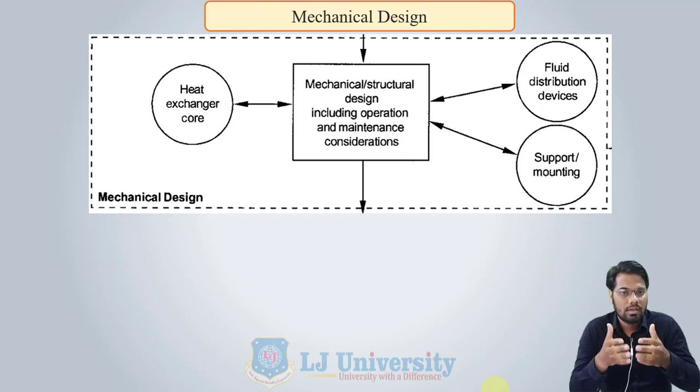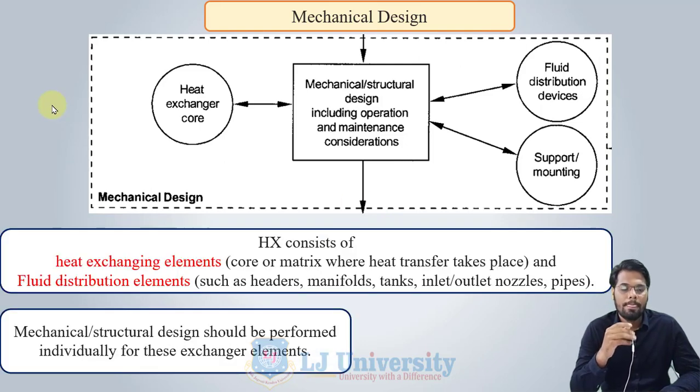Now it is the third stage, in which mechanical design, heat exchanger core, type of method of manufacturing, type of strength required for the particular heat exchanger, maintenance consideration, fluid distribution devices, pumps and motors for the pumping power, and support and mounting for the heat exchanger are going to be decided. This involves the heat exchanger elements like the core and matrix where heat transfer takes place, and the fluid distribution elements like manifolds, inlet and outlet nozzles and pipes. So mechanical structure design should be performed individually for these heat exchanger elements.